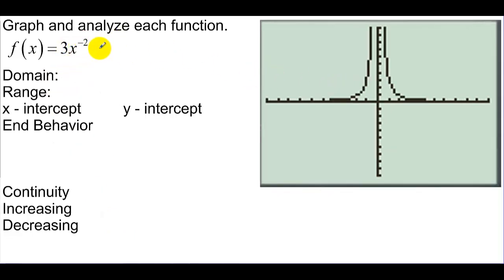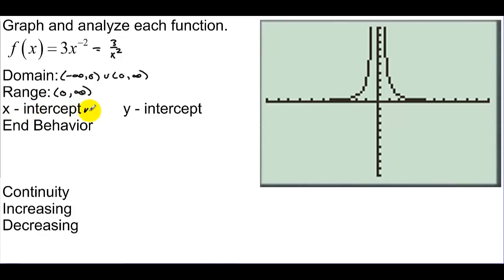3x to the negative 2, that's the same as 3 over x squared. Notice this function cannot be negative, so none of the y's will be negative. The domain is negative infinity to 0, and then union with 0 to infinity. We have to skip over 0. 0 cannot be in the denominator. The range is 0 to infinity, but y can't be 0.